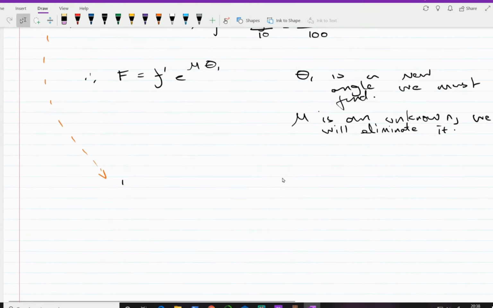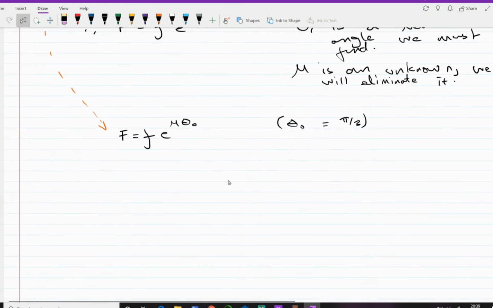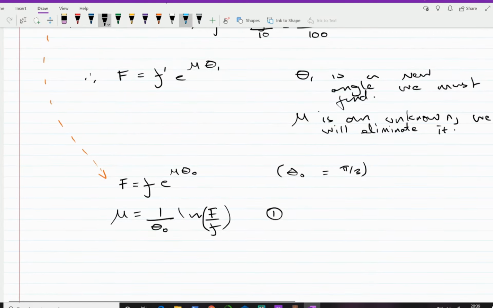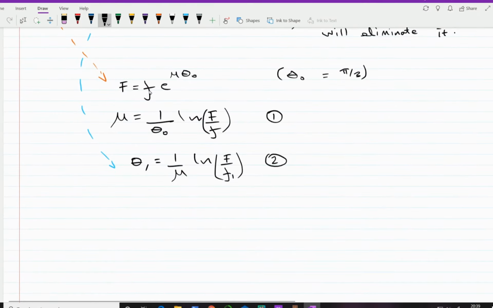Here I'm just going to rewrite our first solution, replacing the pi/3 with θ0 to make it a bit cleaner, and I'm going to call that equation 1. I'm going to rearrange it for mu, and then substitute mu into our second equation, which is the solution regarding one mouse. The reason I can do that is because mu does not change.